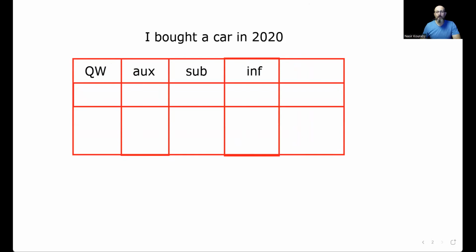Now I want to make a yes/no question. I bought a car in 2020. I don't need a question word, so I will start with what? Did. Did, subject, you, and the infinitive: buy a car in 2020.